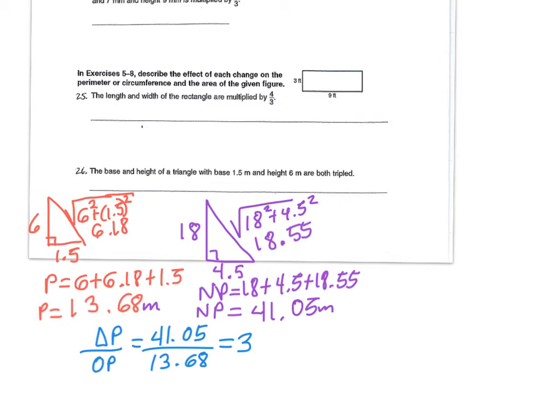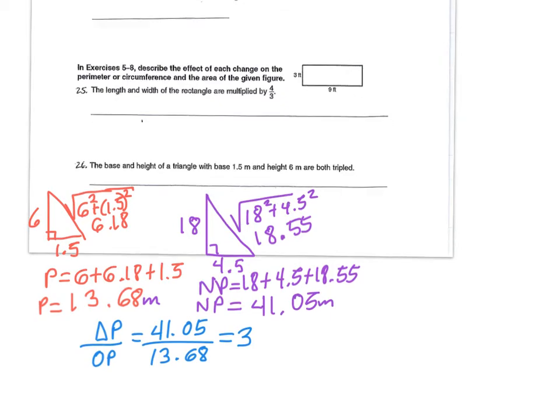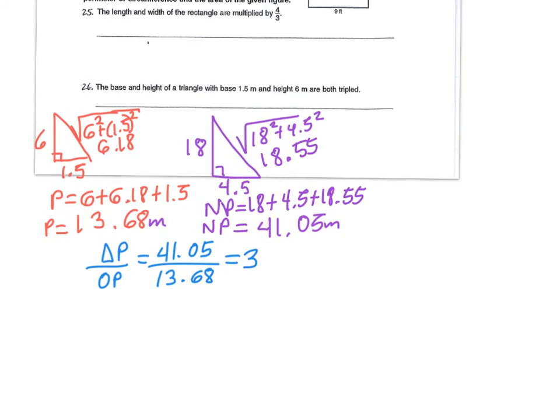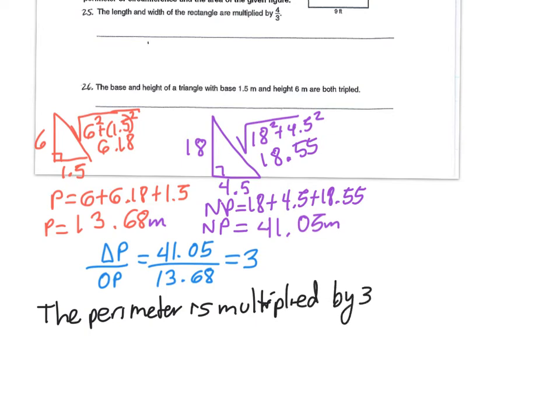Yes. So the conclusion here for the perimeter, okay, would be the perimeter is multiplied by 3. So now let's go ahead and get the area.